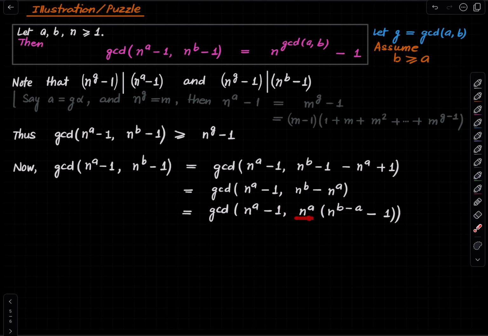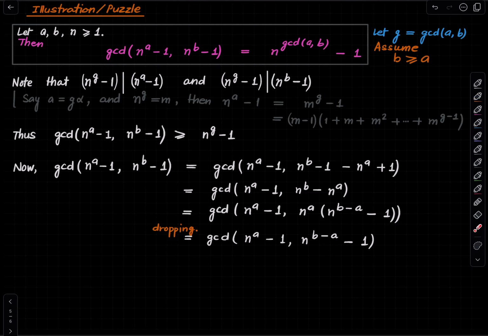Right? Any number is relatively prime to the number just previous to it or just after it. Right? n is relatively prime to n plus 1 and n is relatively prime to n minus 1. So you can use the dropping property to say that this is equal to, right? This is where we use the dropping property that we recalled in the beginning.